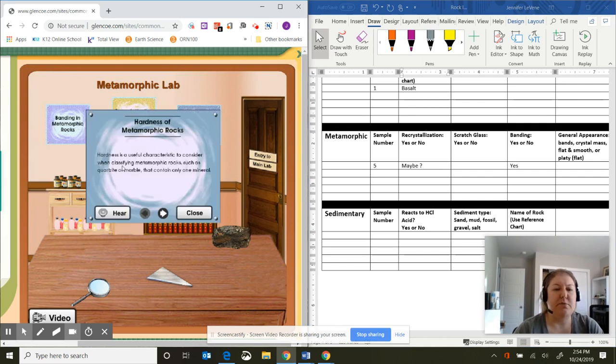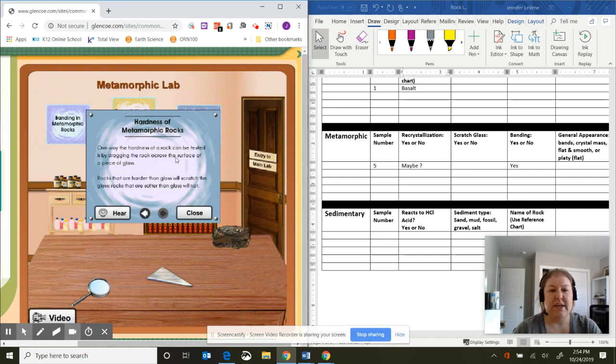And hardness of metamorphic rocks. Hardness is something that we use to determine whether it's quartzite or marble. There's only one mineral. Some rocks will scratch glass, some rocks will not scratch glass, depending on their type of makeup. So, one way of checking hardness is literally to scratch it across the glass.